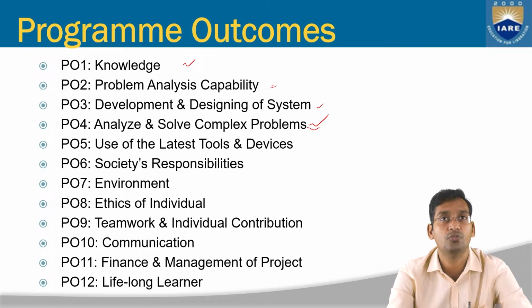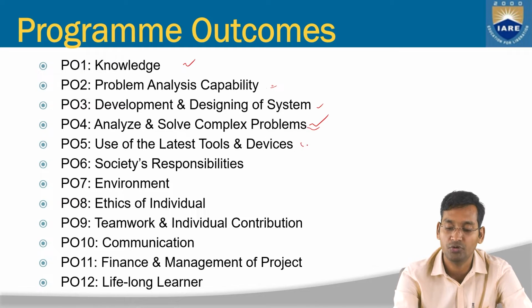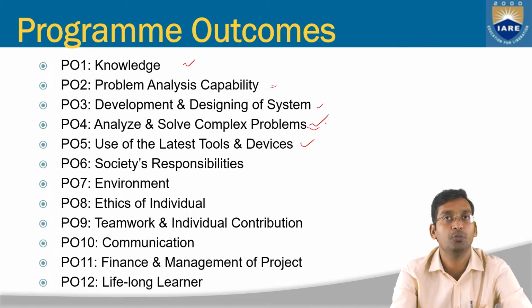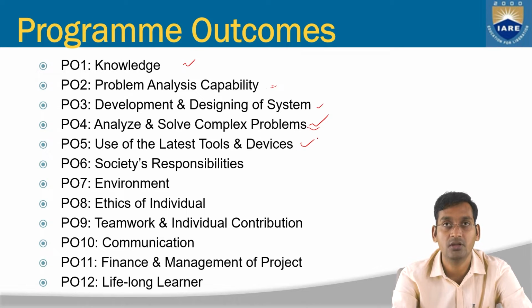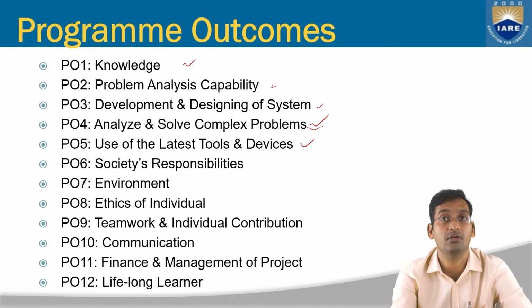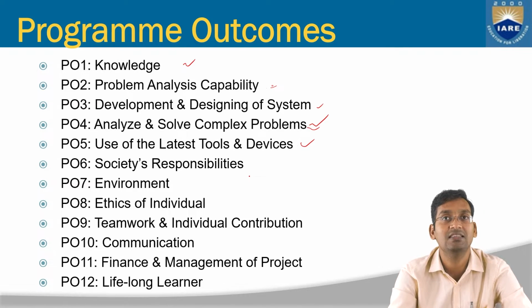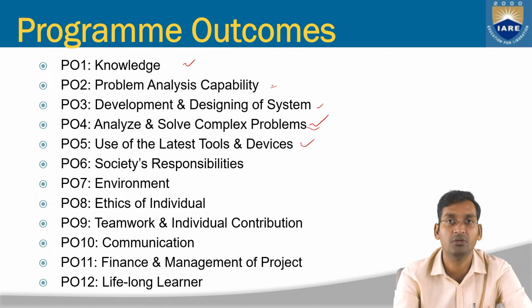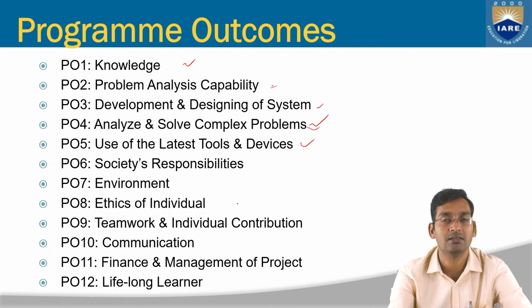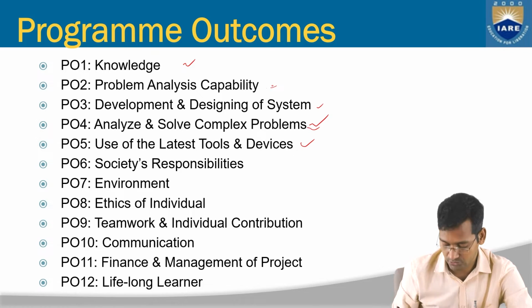Then next, PO5 is use of latest tools and devices. So PO5, what latest tool we are using, right? That will be there. PO6, society's responsibility. Whatever the society responsibility related to this is, that is PO6. PO7 is environment, right? So it must be environmentally friendly. It should not produce anything hazardous. That must be environmentally friendly also. PO8, ethics of individuals. Whatever the POs are, all 12 POs are taken care of while forming the program, that means while forming the course outcomes.